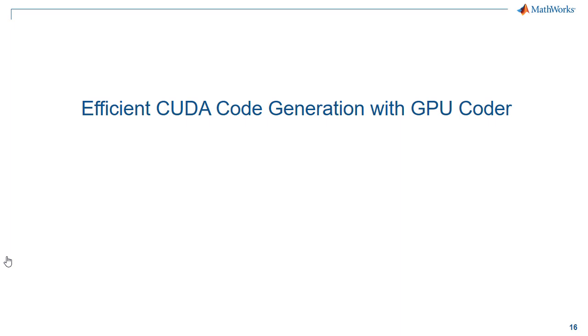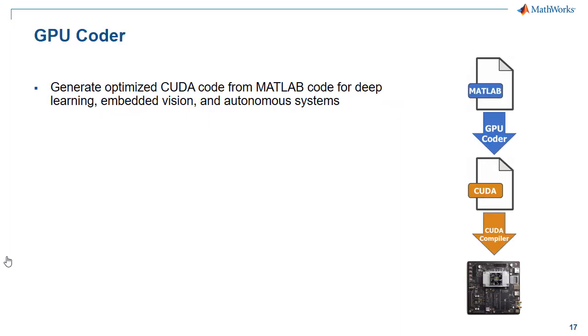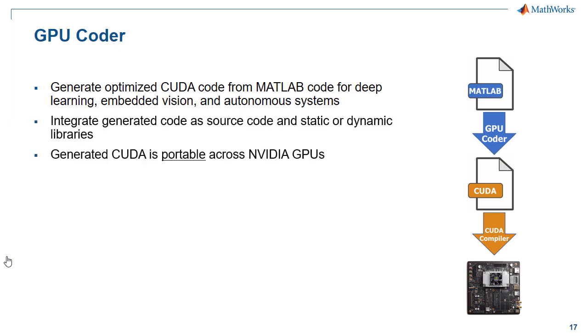Now I'm just going to spend a little bit of time to take a closer look at GPU Coder. So GPU Coder, of course, helps you to generate optimized CUDA code from MATLAB. You can use this for deep learning applications, embedded vision, as well as autonomous systems. The generated code, you can specify to be just plain source code, or you can ask it to compile it into a static or dynamic library using the NVIDIA compilers.